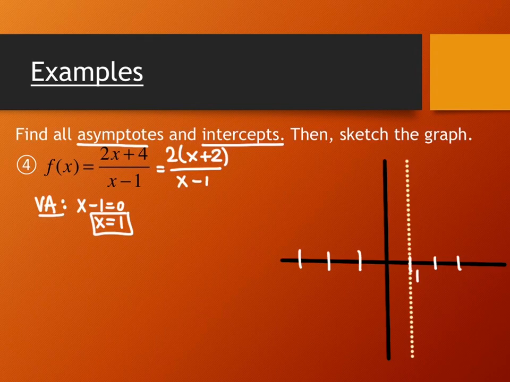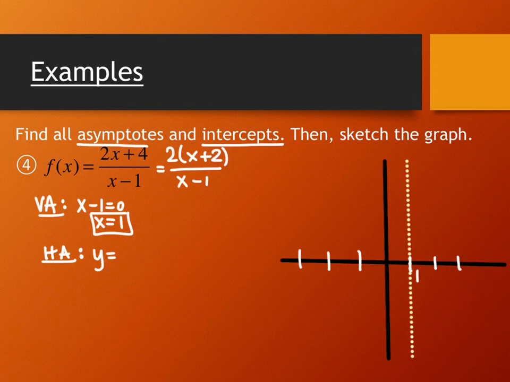Let's do horizontal now. What can you tell me about the horizontal asymptote for this? What do we look for first? Degrees. We look for degrees. What's the degree on the numerator? 1, because the exponent on x is 1. What's the degree in the denominator? 1. So these degrees are equal. So what do we do when the degrees are equal in the numerator and denominator?